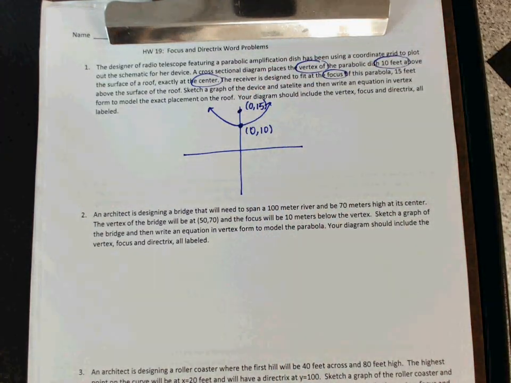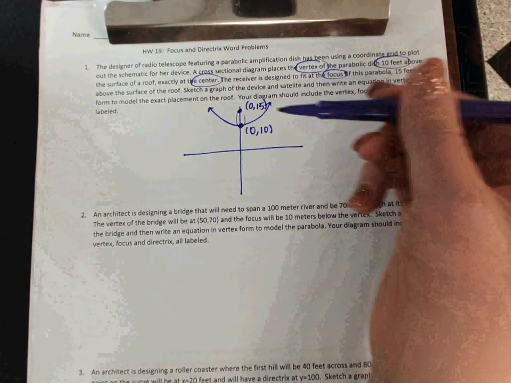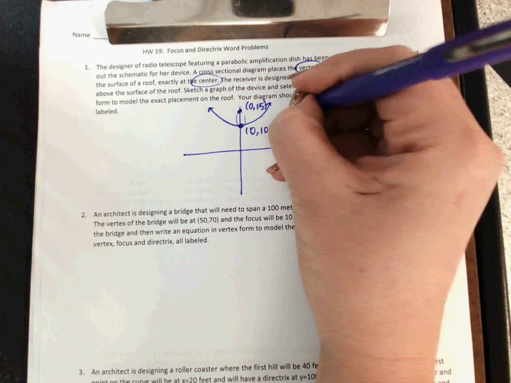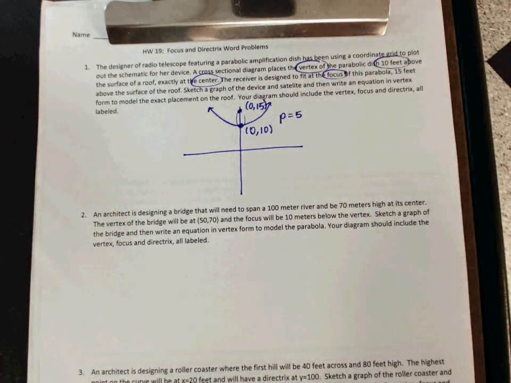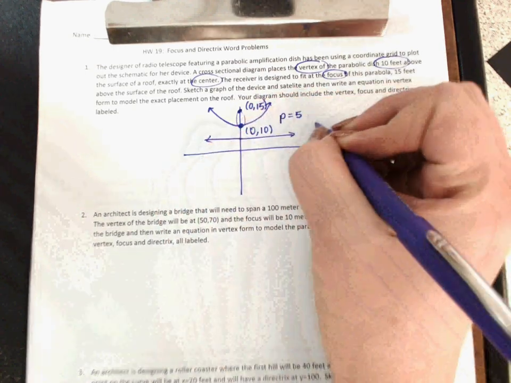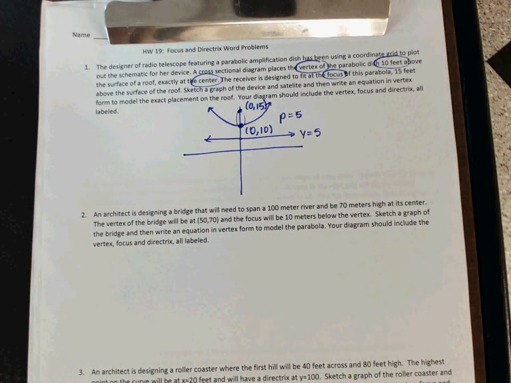Now, the reason that that's important is that that will tell me how far apart these guys are. If this one's at a height of 10, this one's at a height of 15, then I know that my p is 5. Now, I also know then that my directrix has to be down here at y equals 5, but remember that you don't actually really need the directrix to write the equation.